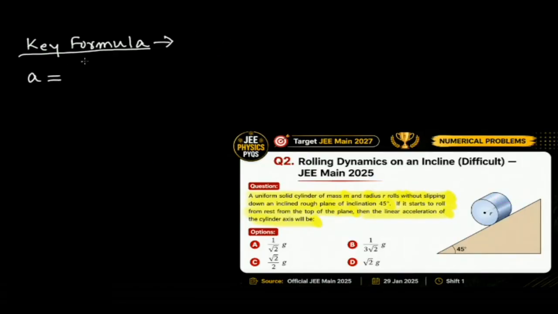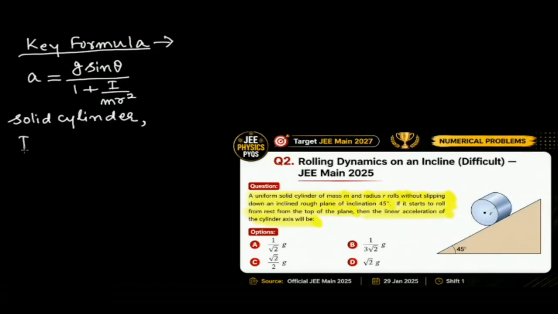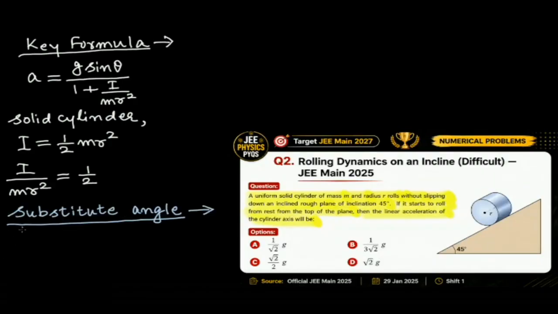We have a equals g sin theta upon 1 plus I upon mr square. For a solid cylinder, I is half mr square, so I upon mr square will be half. Next we substitute the angle. Here theta is 45 degrees and sin 45 is 1 by root 2.